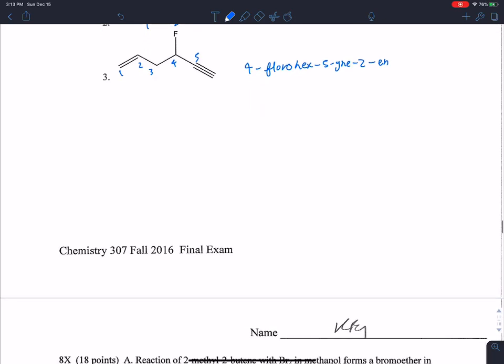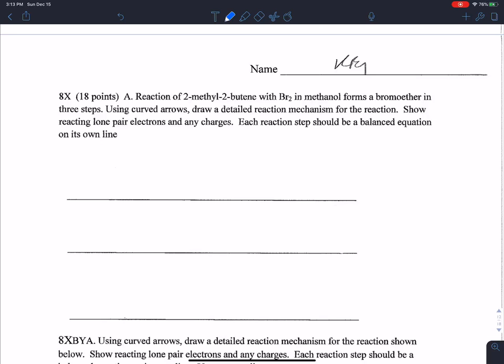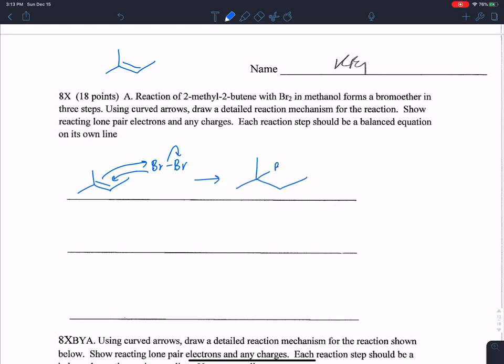Alright, next question. A reaction of 2-methyl-2-butene. So let's make that first. So like that. With Br2 and methanol forms a bromoether in 3 steps. Using curved arrows show it. Okay, so we're starting off with this thing. And they want us to put this through Br2 and methanol. So the first part's to form the bridge. So this attacks it back, and this goes here. So I form this bridge with the positive plus Br minus.